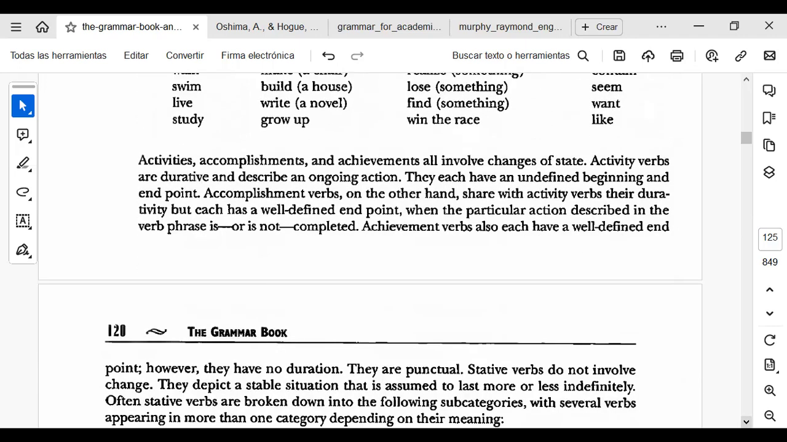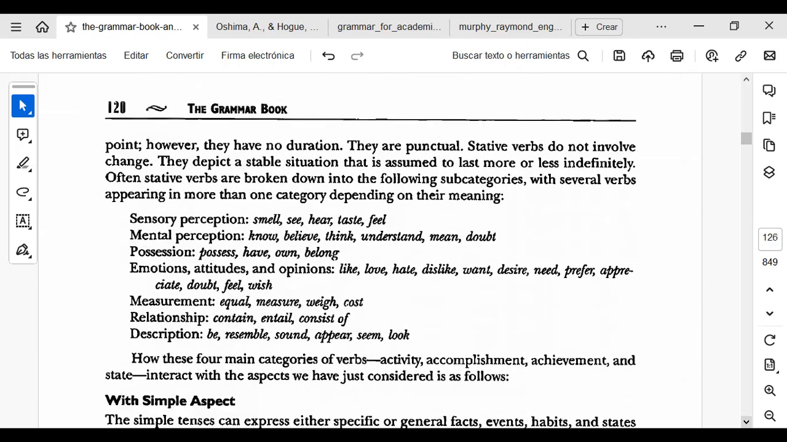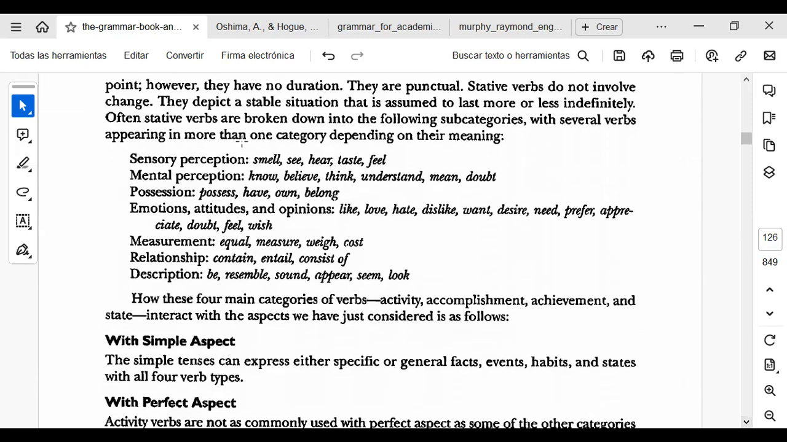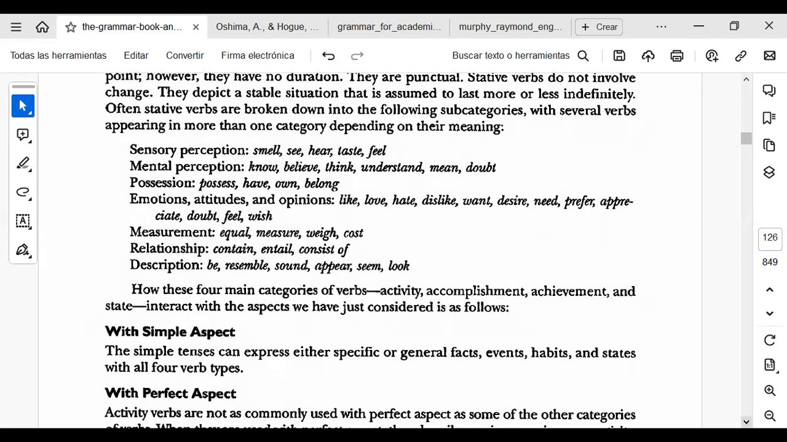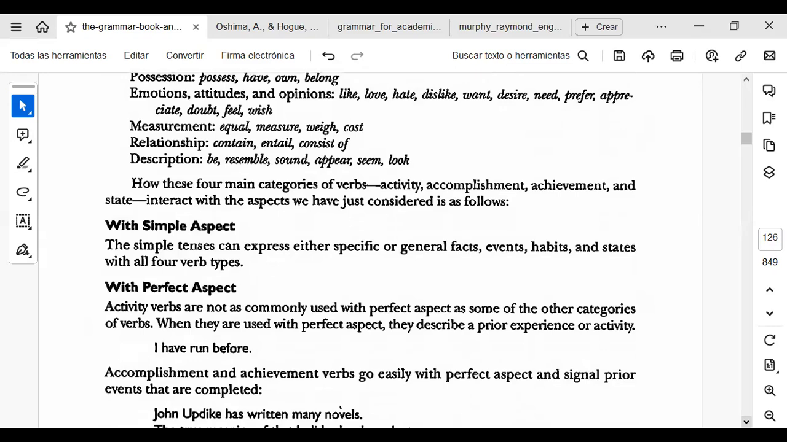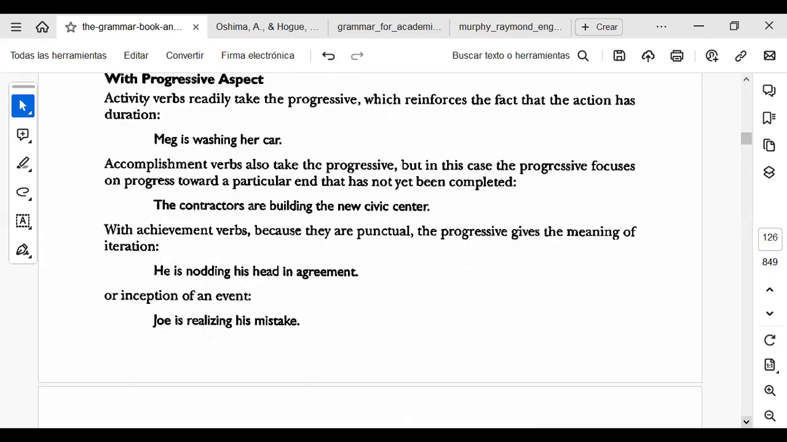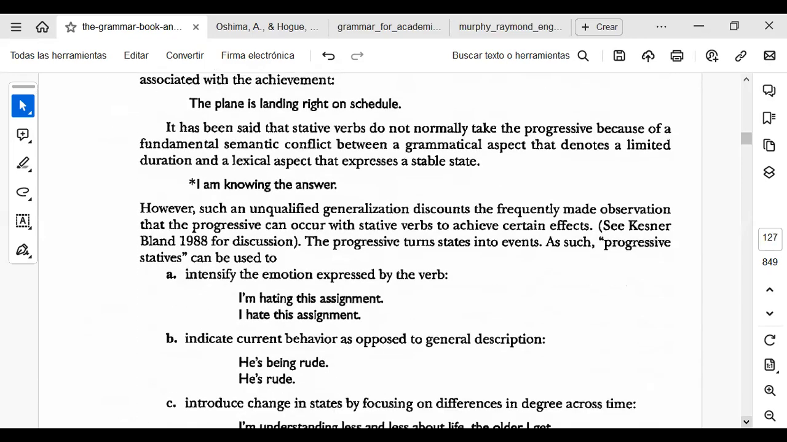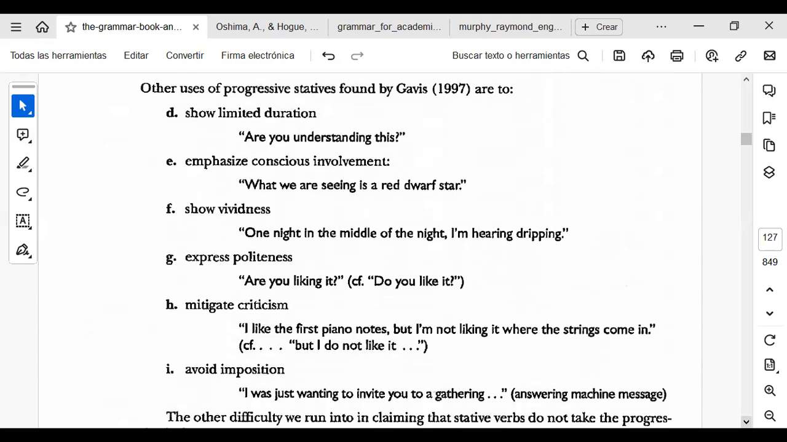Here you have more information about sensory perception, mental perception, possession. Possess, have, own, belong, emotion, measurement, relationship, description. Okay, maybe you can copy this in your notebook, have a pen. And that's it. Very good. The progressive aspect is also discussed. It's very interesting, this chapter.